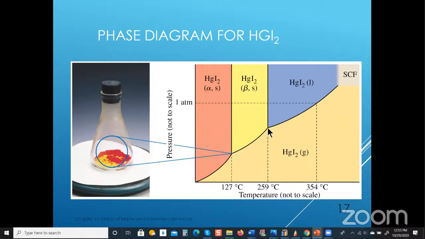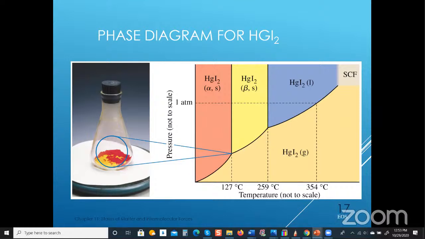And then you have another triple point here where you have an equilibrium between this form of mercury iodide, the liquid state, and the gaseous state. So as you can see, this is more complicated than the diagram that I showed you before. And that's complicated because, as I said before, we have these two different forms of mercury 2 iodide that are taken into account when constructing this phase diagram.